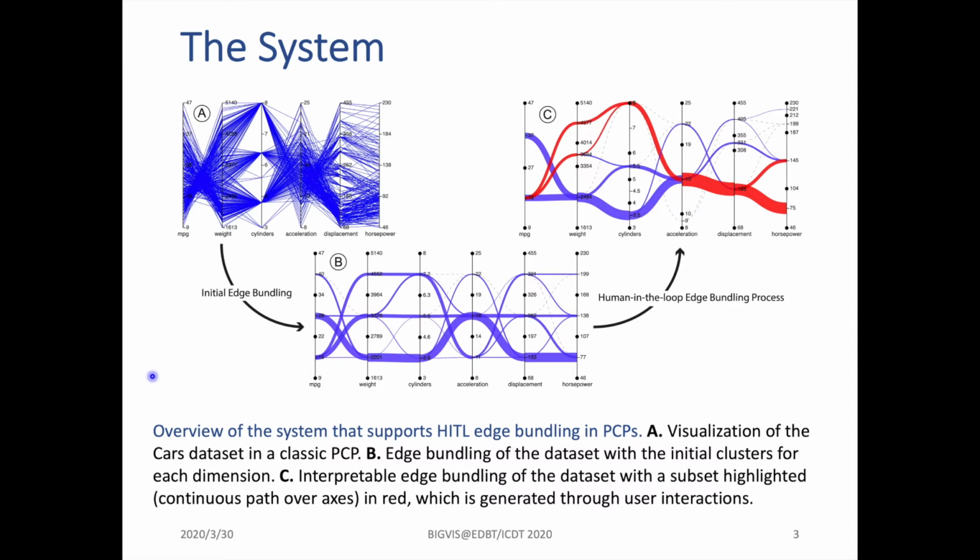In our paper, we call the process from Figure B to Figure C the human-in-the-loop edge bundling process. During this process, human judgment is integrated into the edge bundling process in parallel coordinates plot. And more importantly, during this process, users can continuously gain insights from data and visualization. So, the real-time interactions are the key of this process.